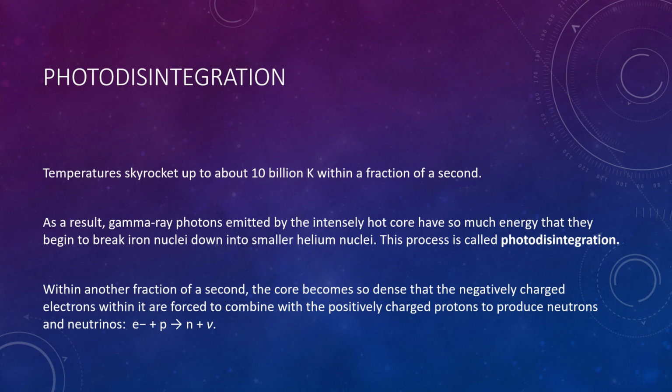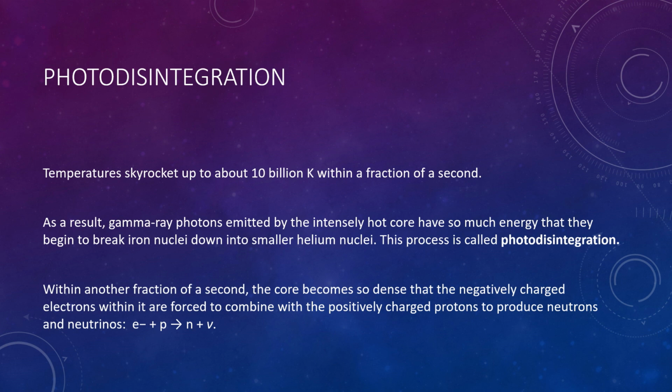It takes a high-mass star millions of years and several stages of nuclear reactions to build up an iron core, but within a fraction of a second, photodisintegration blasts apart much of that core. Within another fraction of a second, the core becomes so dense that the negatively charged electrons within it are forced to combine with the positively charged protons to produce neutrons. In fact, most of the core is converted into neutrons.